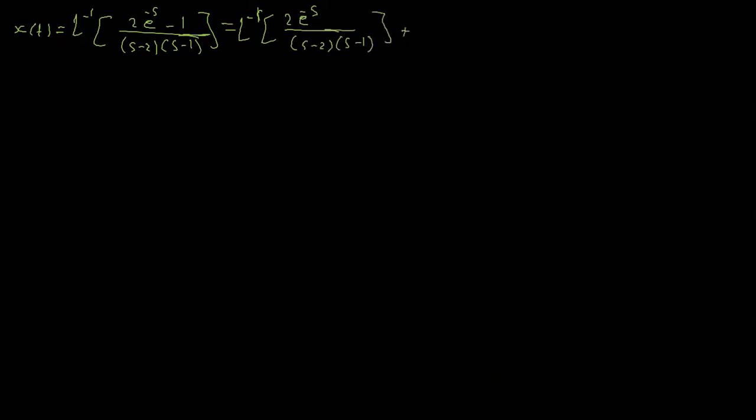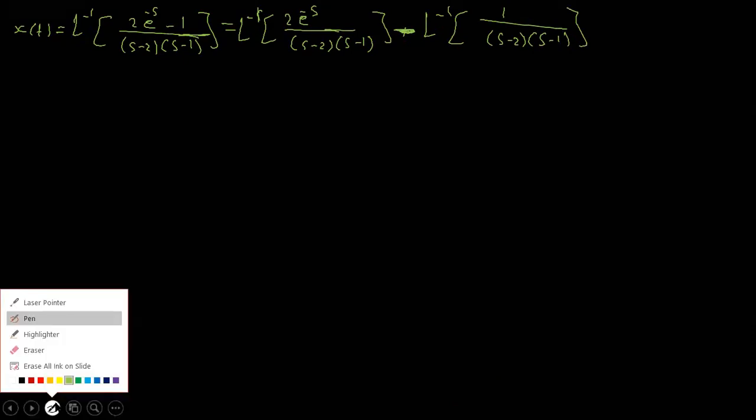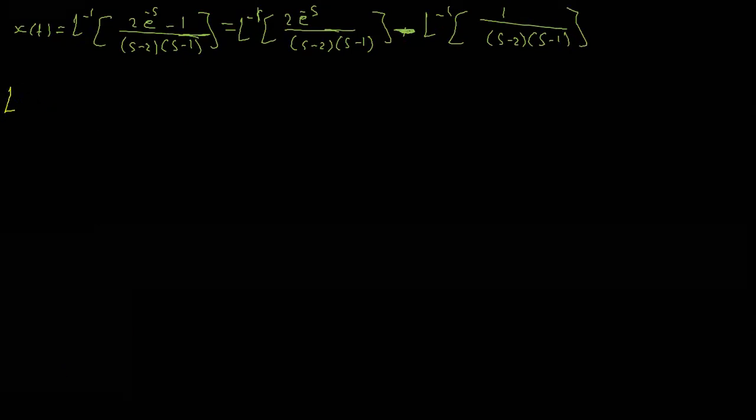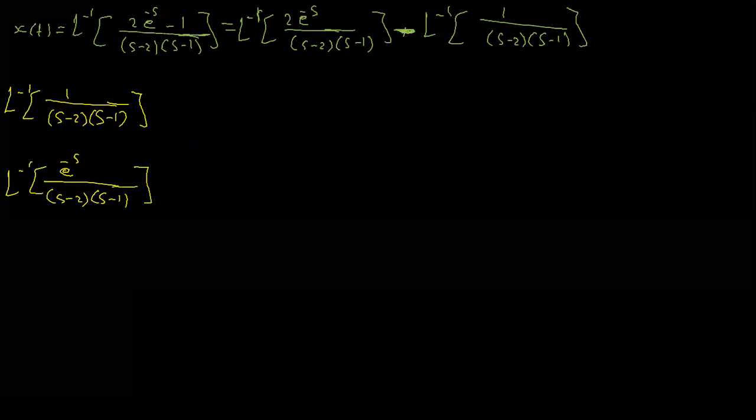And the second one is Laplace inverse of 1 divided by (s minus 2)(s minus 1), all of them. Let me first find the second one. So here I'm going to find Laplace inverse of 1 over (s minus 2)(s minus 1). Then I'm going to find Laplace inverse of e to the negative s divided by (s minus 2)(s minus 1), don't worry about number 2. Both of them, I'm going to find them now.